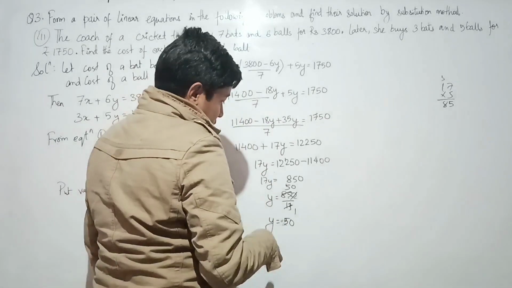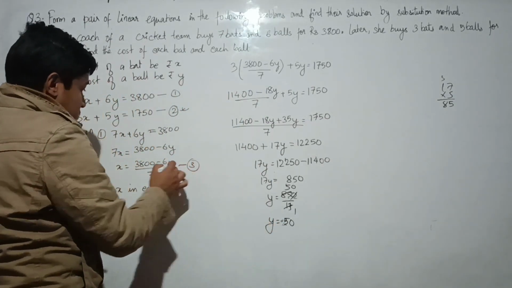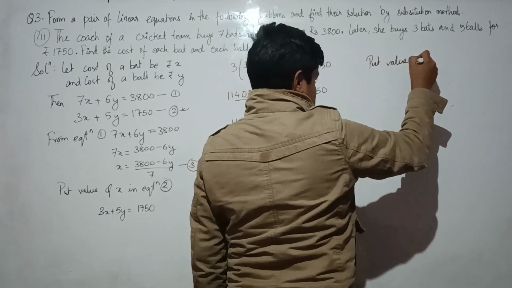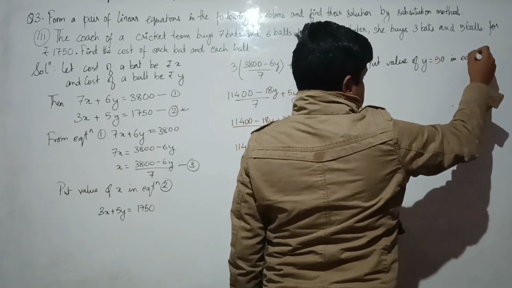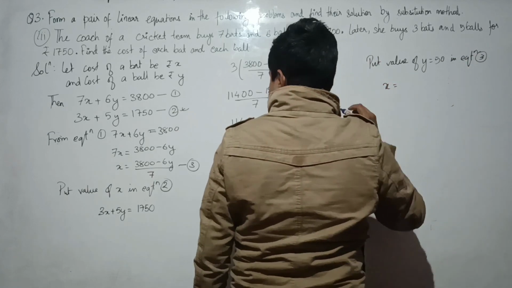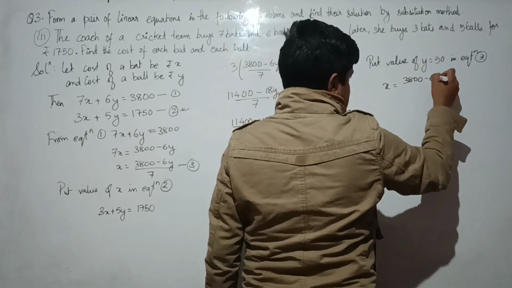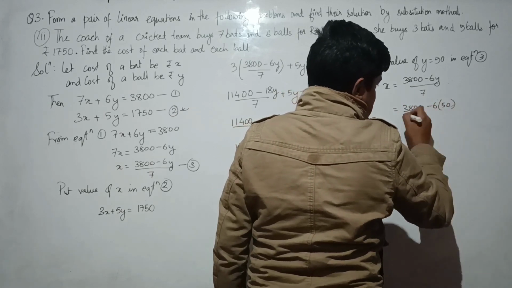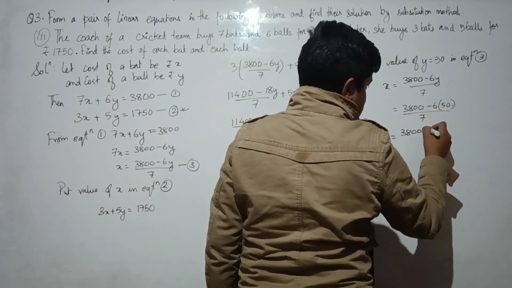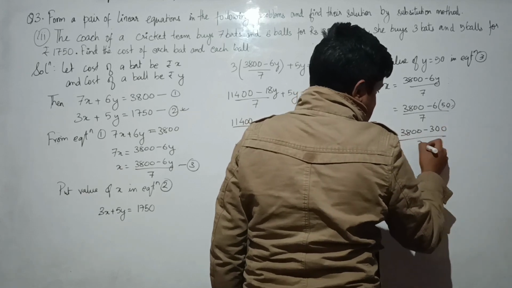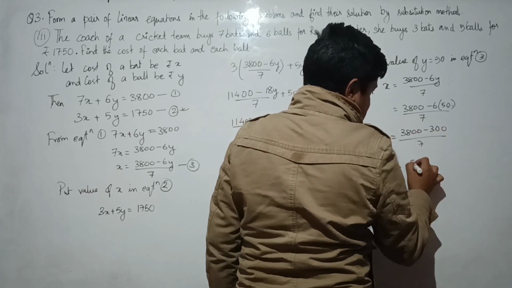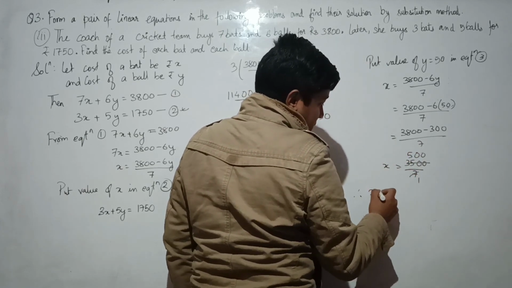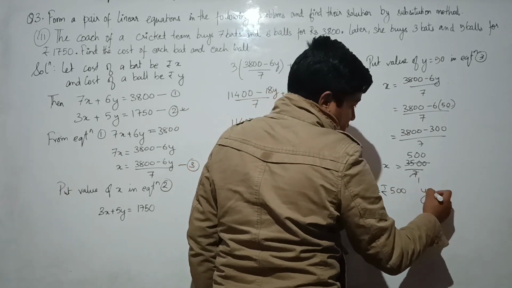Okay, now that we know the value of y, let us put it in equation 3 so that we get the value of x, the cost of a bat. Put y equals 50 in equation 3: x equals 3800 minus 6y divided by 7, so 3800 minus 6 into 50, by 7. 6 times 50 is 300, so 3500 by 7 equals 500. Therefore, the cost of one bat is rupees 500 and the cost of one ball is rupees 50.